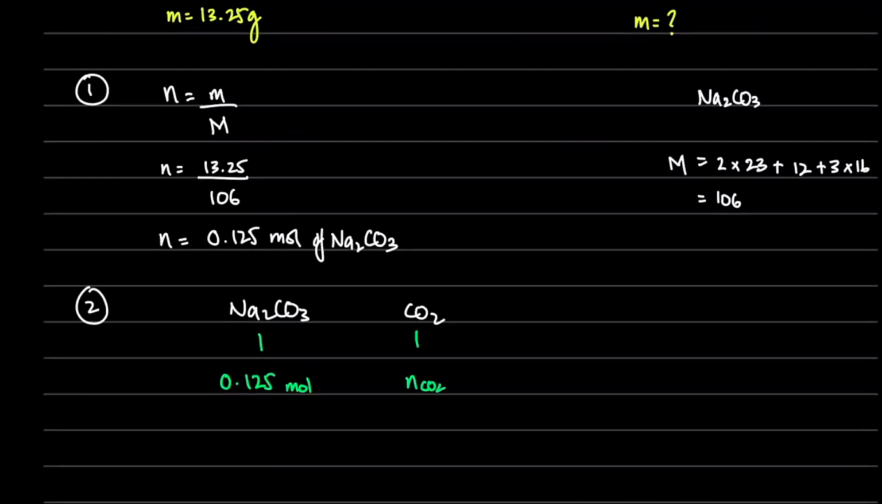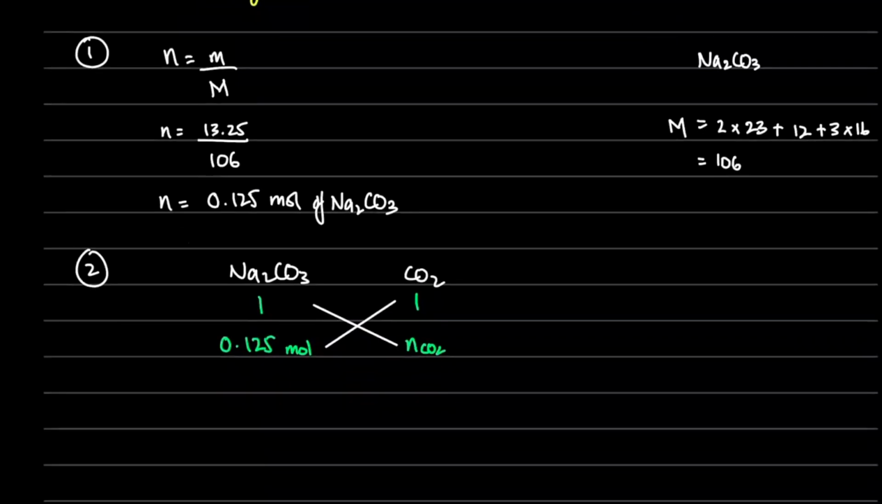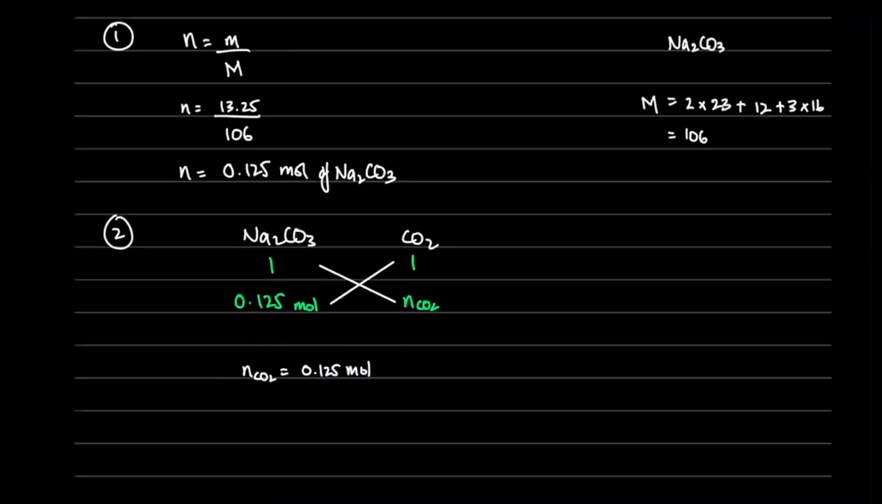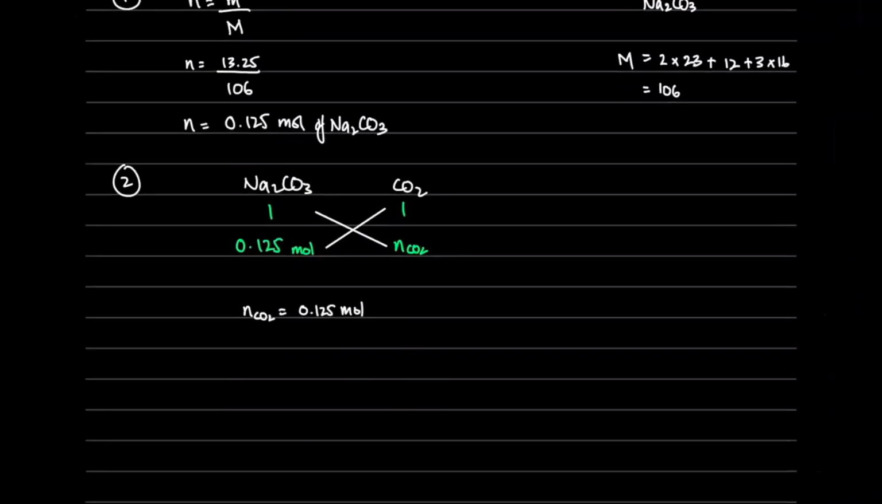Just cross multiply. It's a 1-to-1 ratio, right? जितने भी moles sodium carbonate के उतने ही moles आपके carbon dioxide के होंगे. So the number of moles of carbon dioxide is equal to 0.125. Yes, that is the answer.